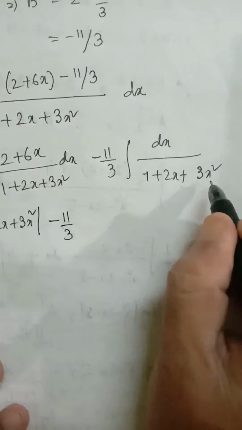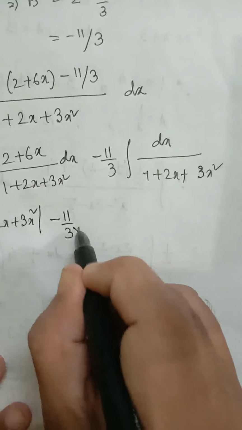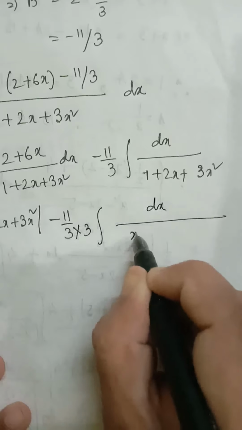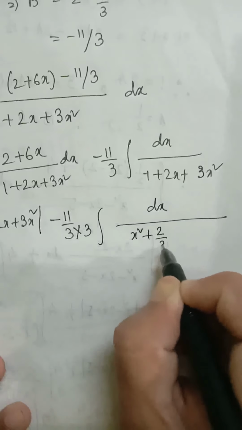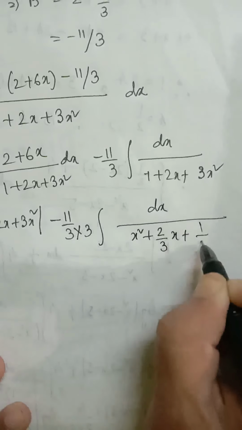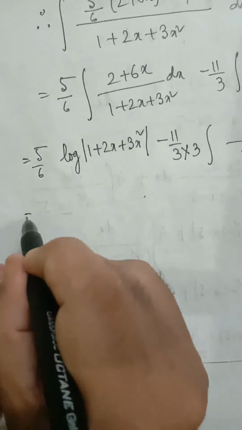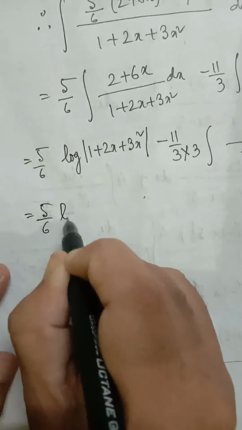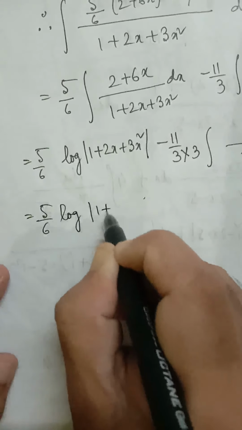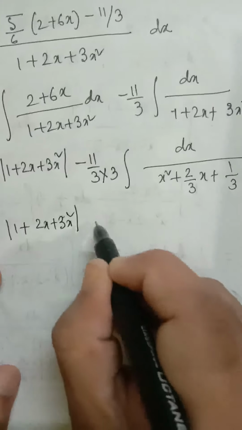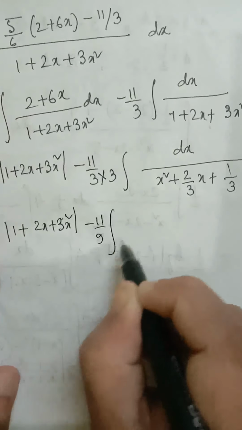Minus 11 by 3. Here you can see the coefficient of x square is 3 and we have to take 3 common, so it will be dx by x square plus 2 by 3x plus 1 by 3. Okay, now this is 5 by 6 log of 1 plus 2x plus 3x square minus 11 by 9.